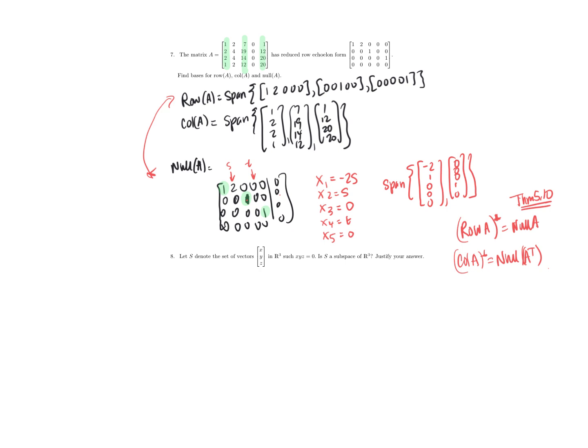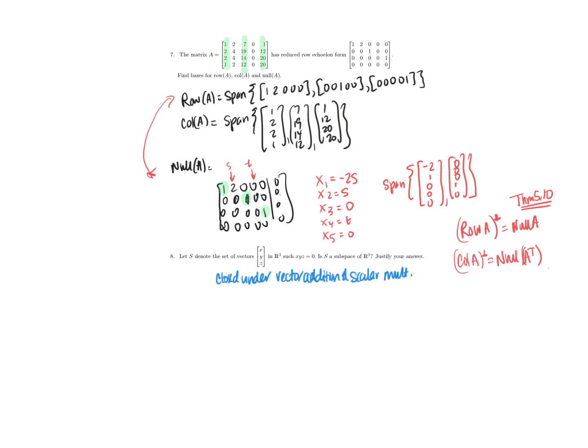Okay, let S denote the set of vectors (x, y, z) in R3 such that x times y times z equals 0. Is S a subspace? And so let's go back to the definition of subspace. To be a subspace, it needs to be closed under vector addition and scalar multiplication.